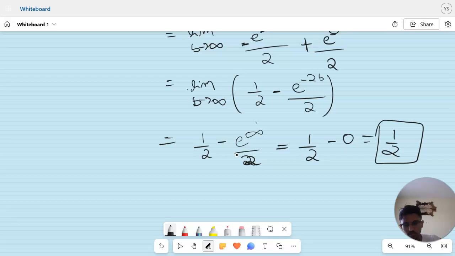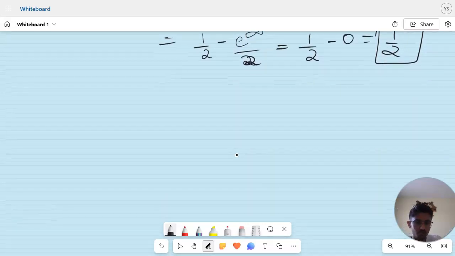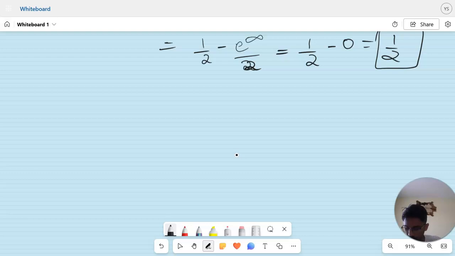Okay, so that is our answer, guys. When we're finding an improper integral, it's kind of like finding a value, whether it's a specific value or infinity or negative infinity.